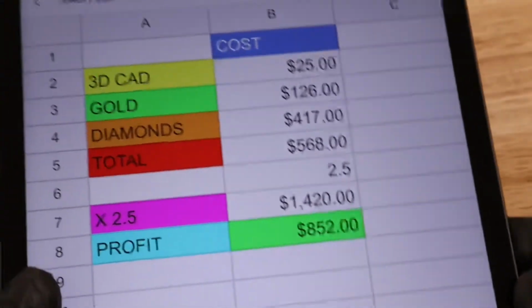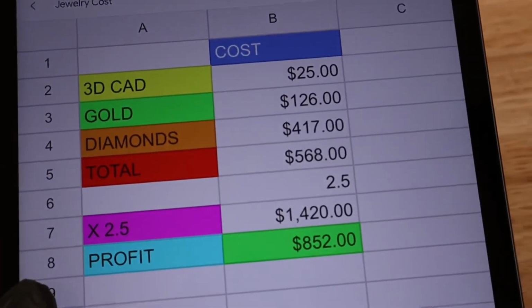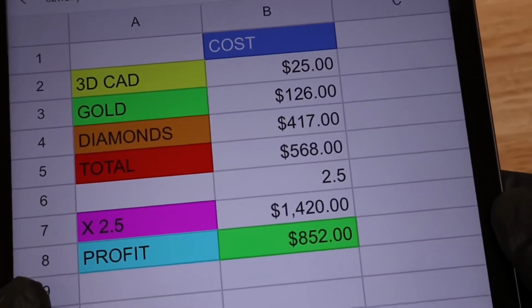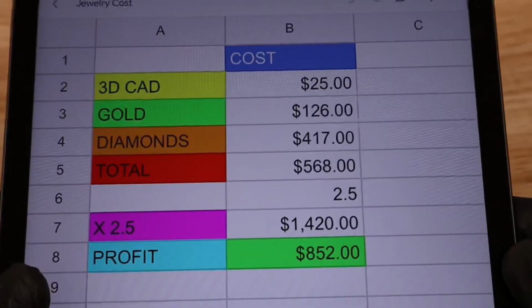You want to try to get a little spreadsheet like this so you can know exactly your profit and loss and how much you actually profit out of it. So I hope the video helped.